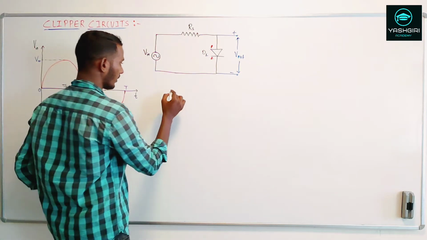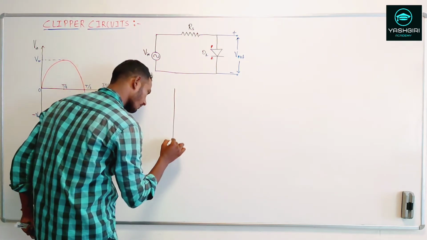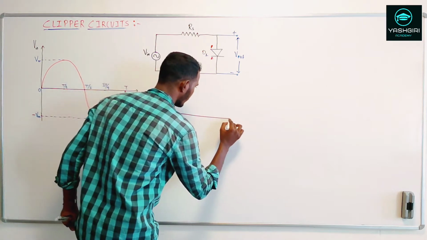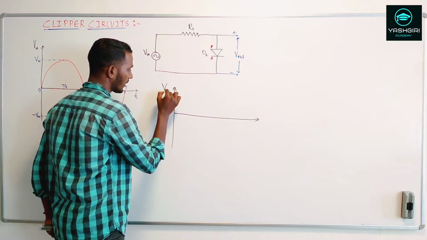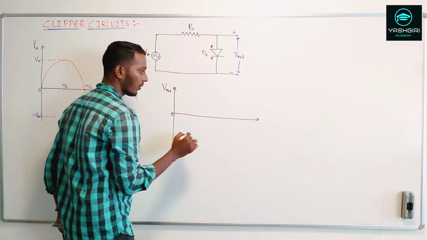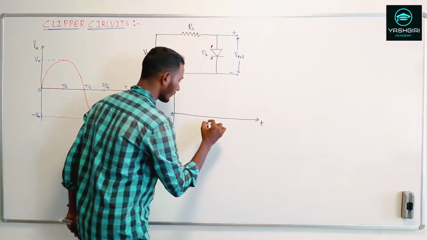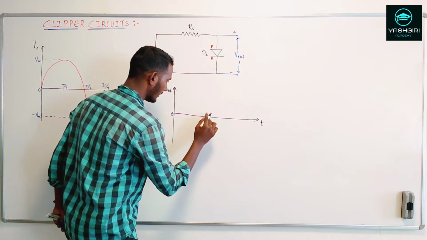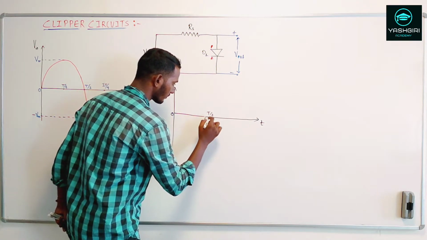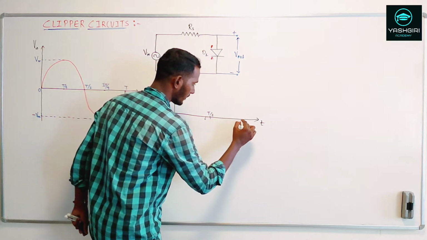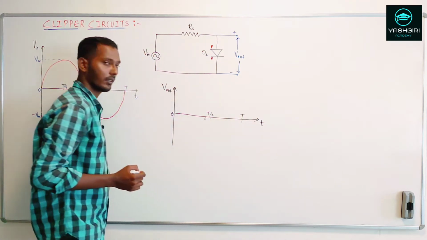So let's see the V out of this. So this is my V out. Let this be my O with the time T. Here let this be my T by 2. Let this be the time period T.